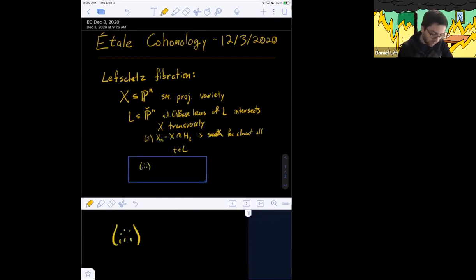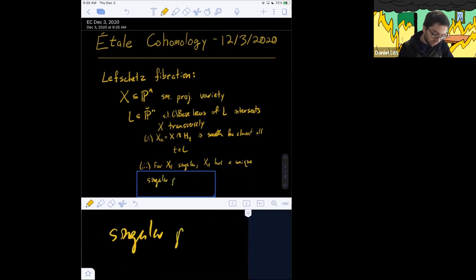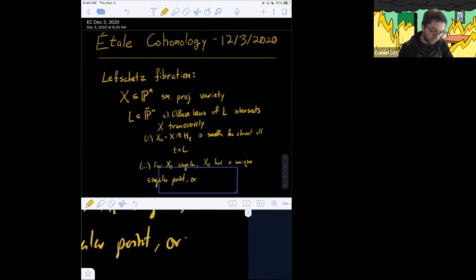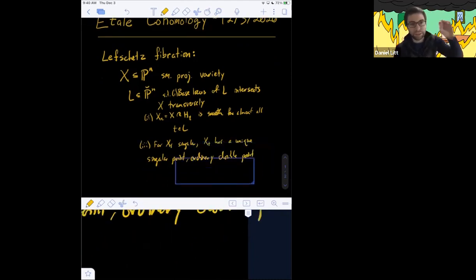And 3, for X_t singular, X_t has a unique singular point, and it's an ordinary double point. Okay, so that means it analytically locally looks, analytically meaning the complete local ring, like the cone point of a cone over a non-degenerate quadric. Okay, so this was the situation we were studying, and I claimed that via kind of a Bertini argument, any smooth projective variety, maybe after changing the projective embedding, admits such a Lefschetz pencil. So this is a very general situation.